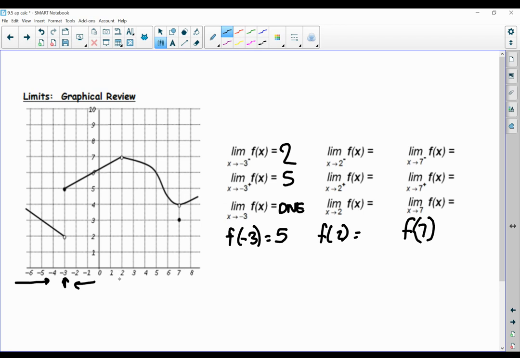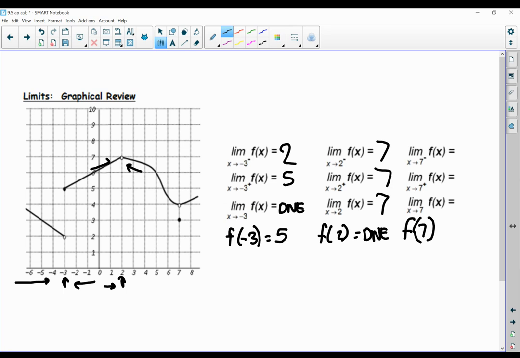Okay, if I look at 2 now, this is where I'm headed. From the left, I'm going to a height of 7. From the right, I'm going to a height of 7. That means if the left limit is 7 and the right limit is 7, the general limit is 7. And if I look for the defined value at x equals 2, it doesn't look like there's a defined value anywhere, so the actual value at 2 does not exist. Remember, the limit is not the same thing as the actual height or value of the function. It's the intended height. That's the big difference between a point and a limit.